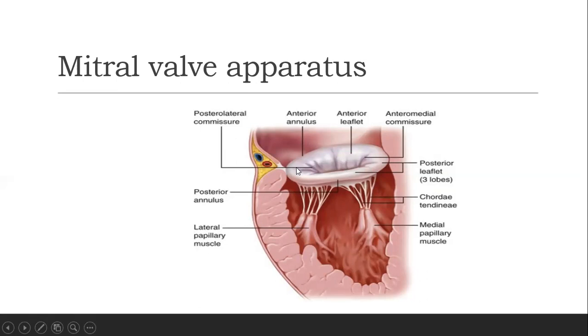Now, for the valve to open, it has to be in synchrony with the ventricle, right? So the ventricle contains a muscle called the papillary muscle. The left ventricle contains two main papillary muscles: one is the anterolateral papillary muscle and the other is the posteromedial papillary muscle.